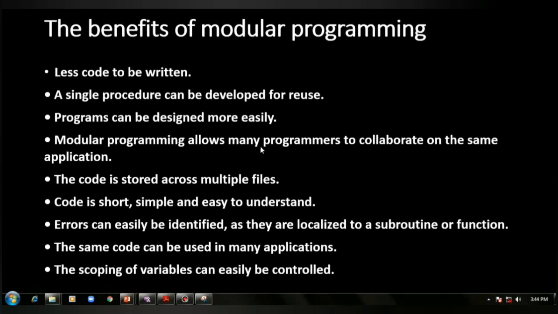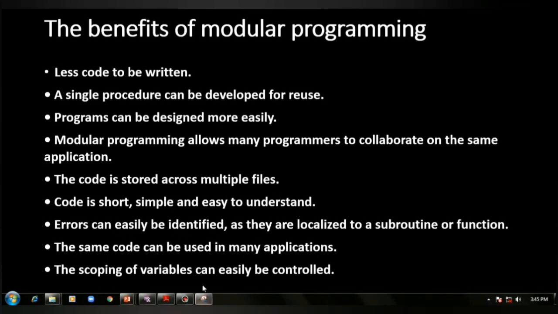Modular programming allows many programmers to collaborate on the same application. In this technology, a single project can be divided among more than one person, and each person can do their work perfectly. At last, all are combined together to give the solution of the given project. The code is stored across multiple files, so each programmer can store their files in separate places. Code is short, simple and easy to understand.